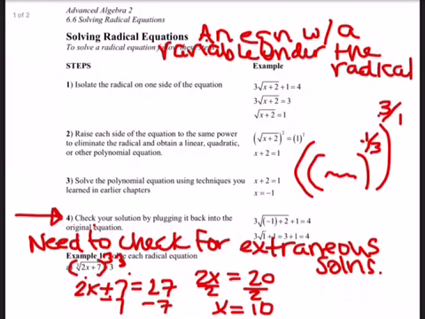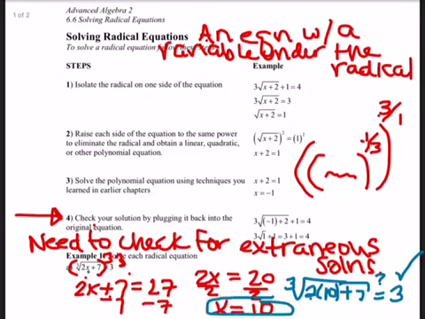So when I go to do my check, I'm going to plug that back into the original. So I'm looking for, is the cube root of 2 times 10 plus 7 equal to 3? All right, so 2 times 10 is 20, plus 7 is 27. Cube root of 27 is in fact 3, so it works. So x equals 10 is my solution.